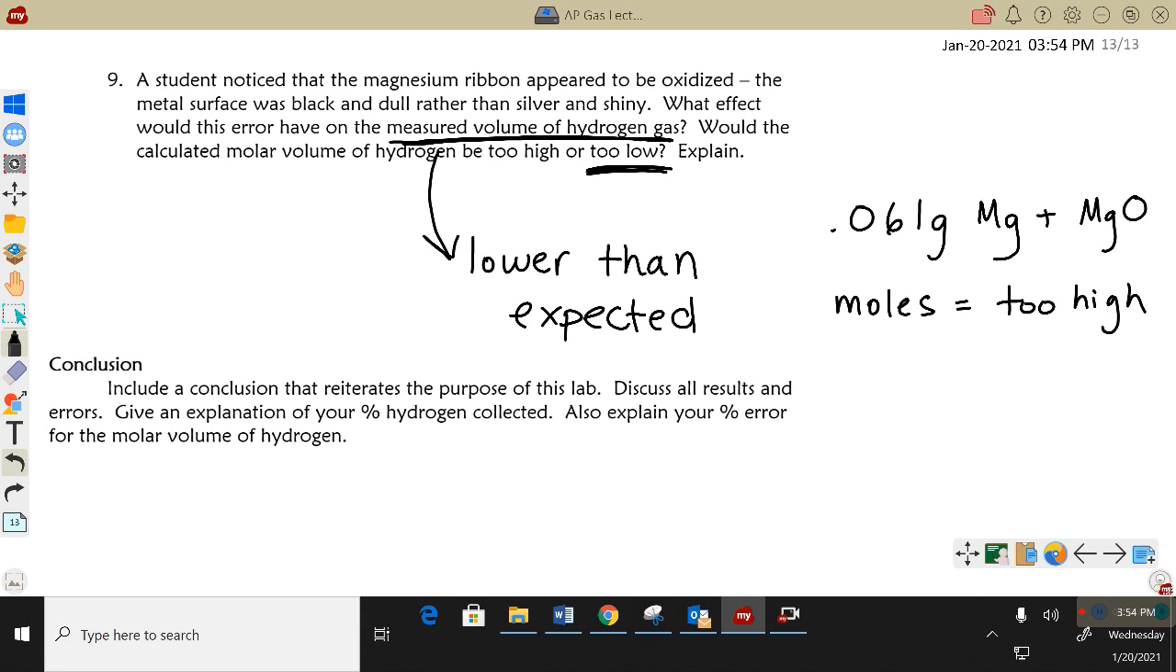All right, so we're going to offer a couple sentences for maybe questions 8 and 9 to explain how those errors would affect our data, and then a quick and easy conclusion. Here we're going to just kind of summarize the purpose of the lab. We were trying to prove the molar volume of a gas at standard temperature and pressure. We can discuss our percent yield of hydrogen or our percent error with the molar volume. They're really going to lead us in the same direction. In this case, our data was a little bit too high.